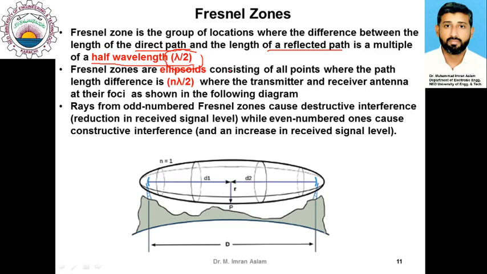The second Fresnel zone would have a difference of 2 lambda by 2 or 2 pi radians. The third Fresnel zone would have a difference of 3 lambda by 2 or 3 pi radians, and the fourth Fresnel zone would have a difference of 4 pi or 4 lambda by 2. So different Fresnel zones correspond to the length differences of n lambda by 2, where the transmitter and receiver are represented as the foci of these Fresnel zones. You can see that these Fresnel zones appear as ellipsoids, so they are elliptical in nature.